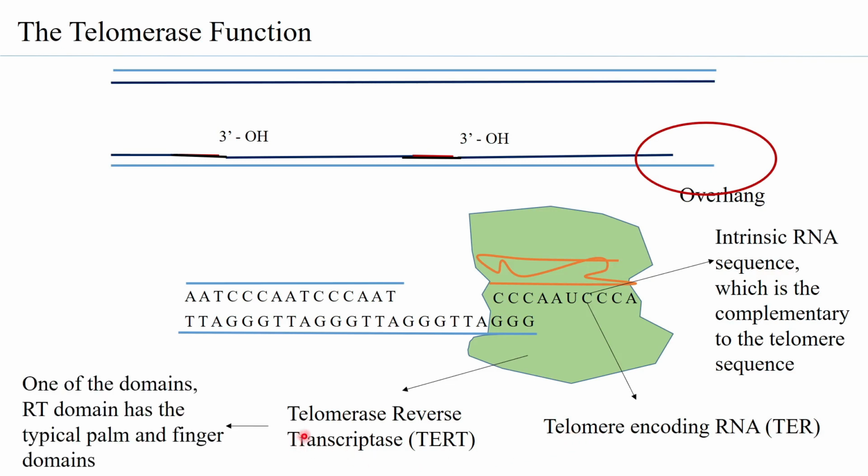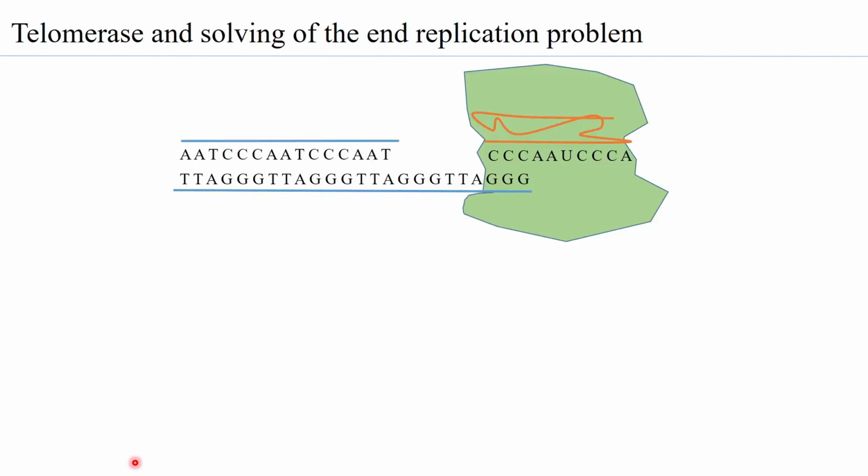And one of the major domains that is present is what is called the RT domain. This RT domain, that is the reverse transcriptase domain, has a very typical palm and finger domain which is present in most DNA polymerases. The only difference being that this catalytic domain uses an RNA that is already existing within it as a template to synthesize DNA.